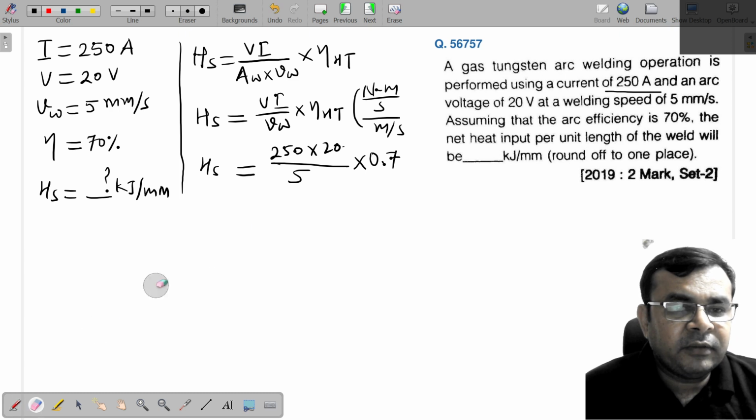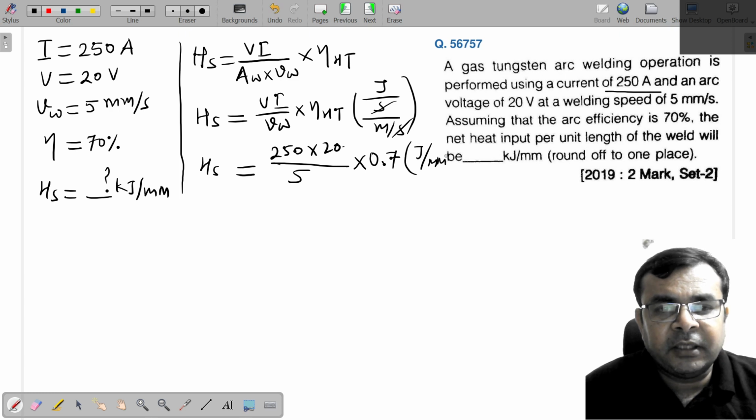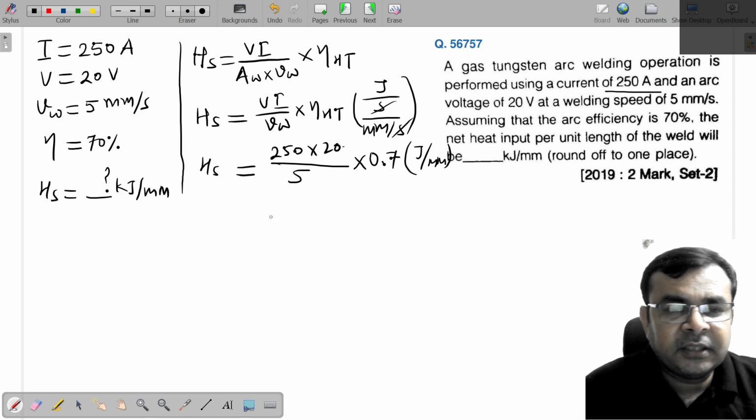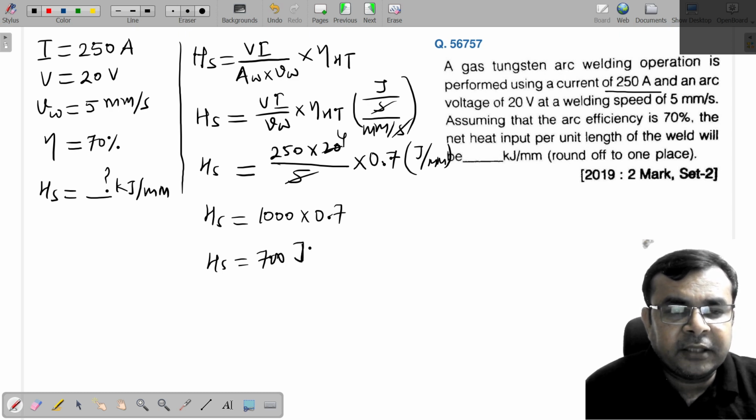Okay, so here actually we need it in joule. So let's say this is joule, correct? So this cancels out. So here we get joule per meter or joule per millimeter. Is that clear? So simply you can say, if you calculate this, HS is nothing but 700 joule per millimeter.